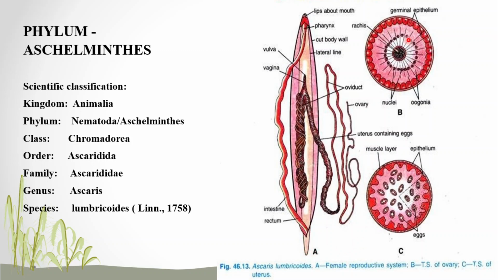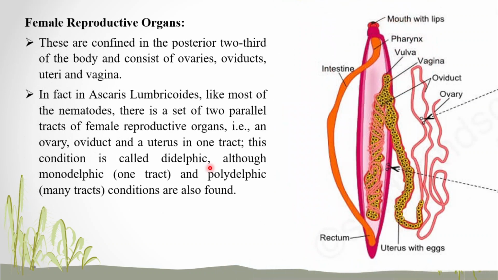The B diagram is the TS of ovary, transverse section of ovary, which shows the different structures and how the mature eggs, the ovum, are developed or generated. Now this is the C diagram in which the transverse section of uterus is shown, with multiple eggs or mature ovum. So let's see one by one what the organs of reproduction in female Ascaris are.